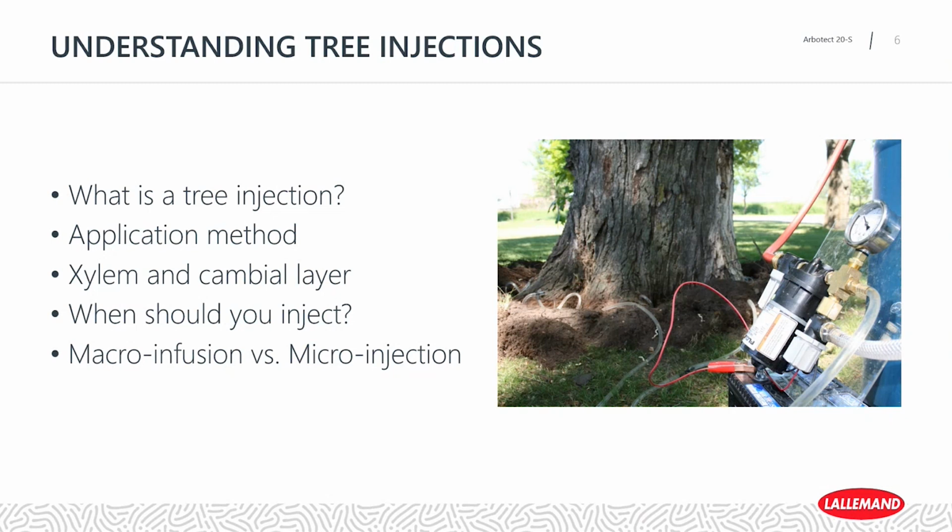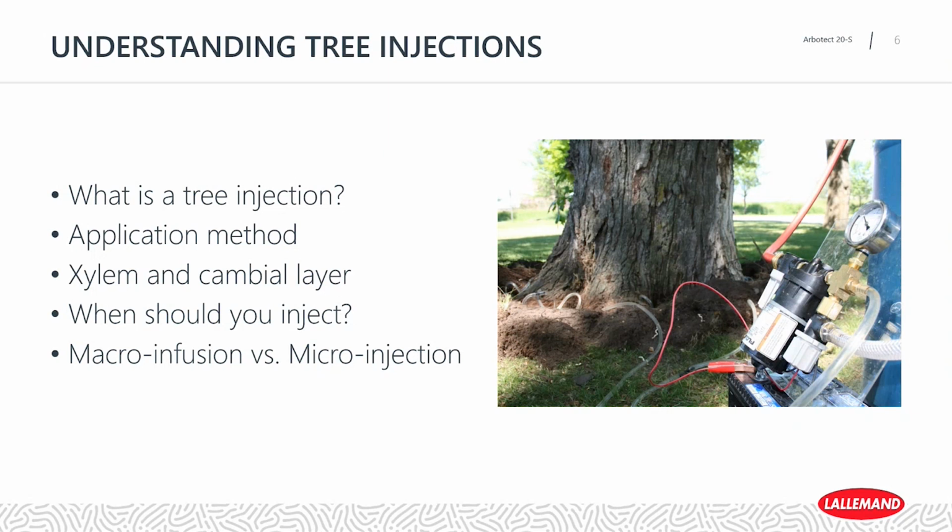Now, a tree injection is an application method where a pesticide is injected under the bark in the xylem or the cambial layer. And that pesticide is then translocated into the canopy of the tree so that it can contact the targeted pest. Now, injections are typically used to treat vascular wilt diseases like Dutch elm disease, or some insect pests that feed in the cambial layer, like many flat-headed borers.